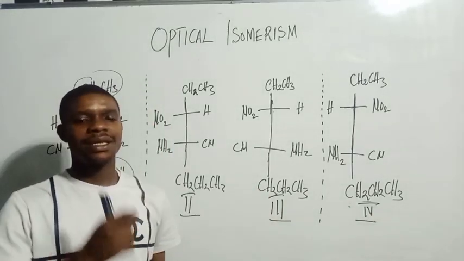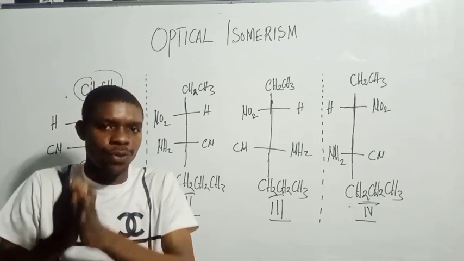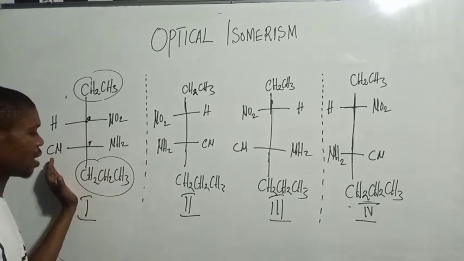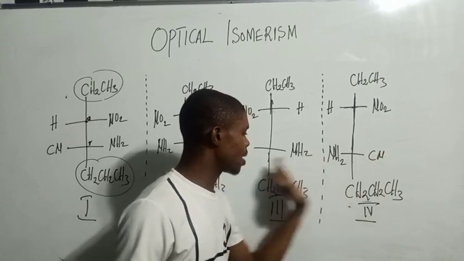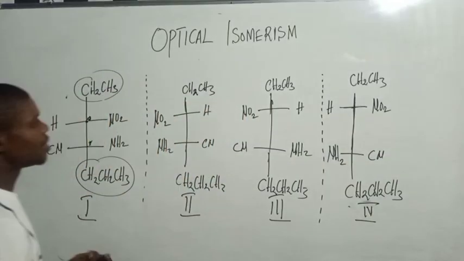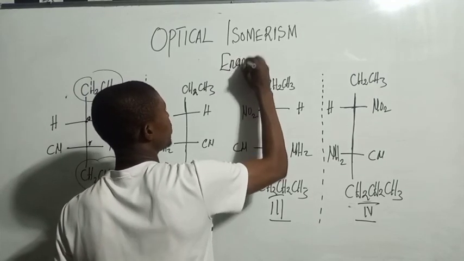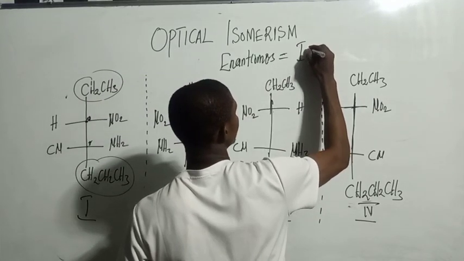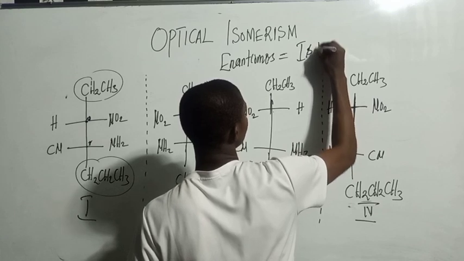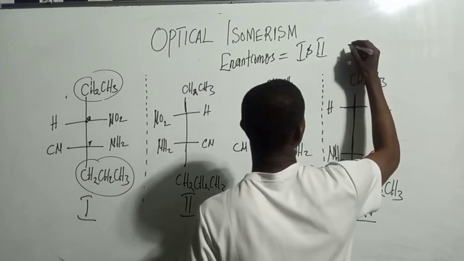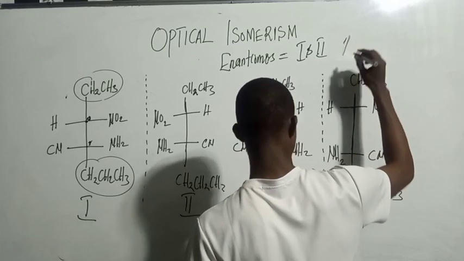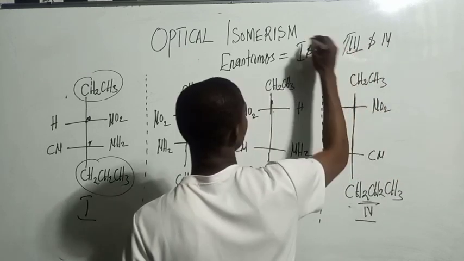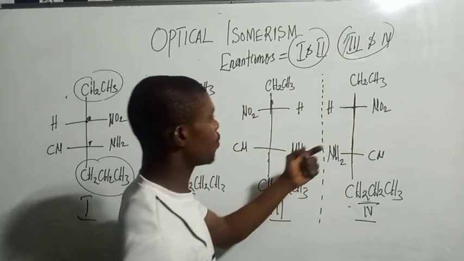Why? Because enantiomers are stereoisomers that are mirror images of each other. So these two are enantiomers, because they are mirror images of each other. And these two are enantiomers, because they are mirror images of each other. So the enantiomers are 1 and 2, then 3 and 4. 1 and 2, 3 and 4 are called enantiomers.